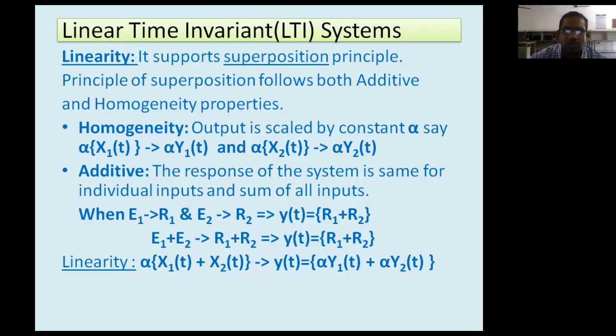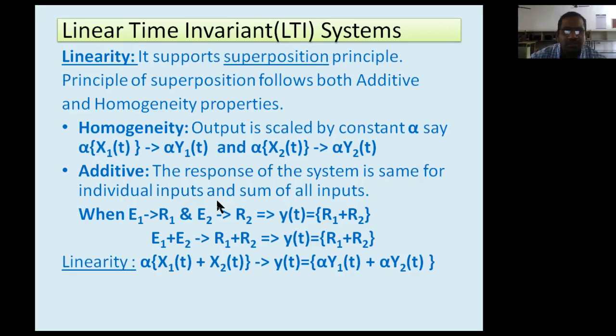So how do we define the additive property? The additive property concerns the response of a system. If the response of the system to the sum of all inputs is the same as the sum of the responses to the individual inputs, then it is known as the additive property. So the individual outputs, when you add them up, should be the same as the response we get by summing up all the inputs. That is the additive property.